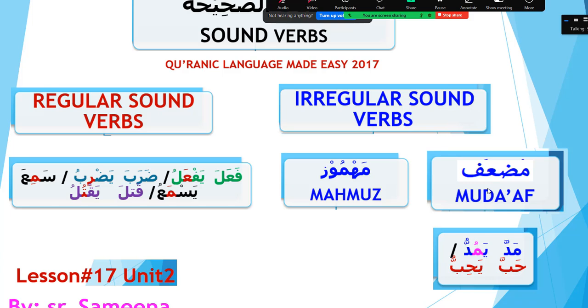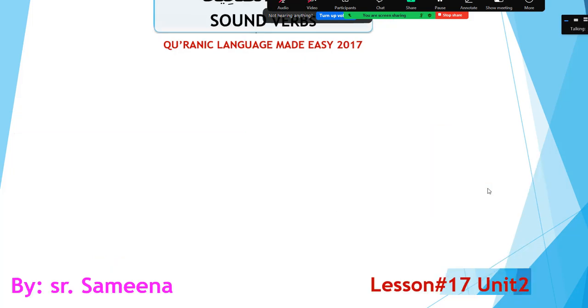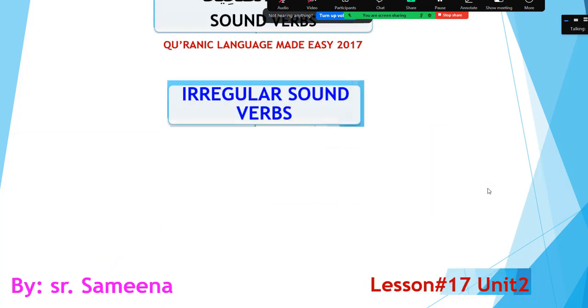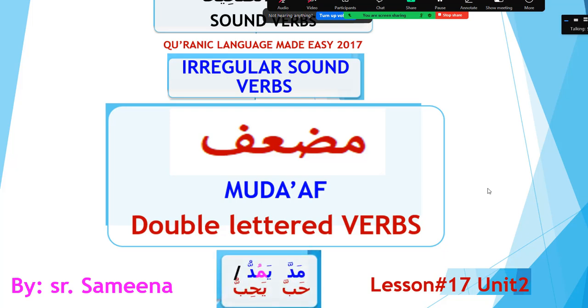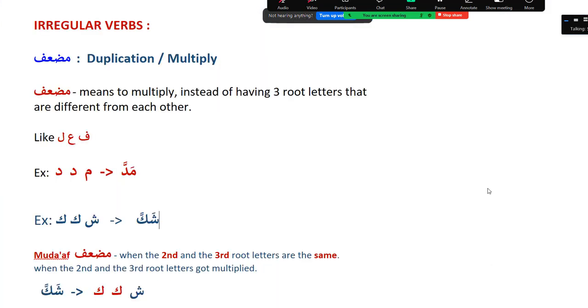For example, madda yamuddu or habba yahibbu. We are going to learn in detail about irregular sound verb muda'af. So the irregular sound verb muda'af, madda yamuddu, inshallah. Double lettered verb or al-fi'l al-muda'af. The meaning of muda'af is duplication or multiply.